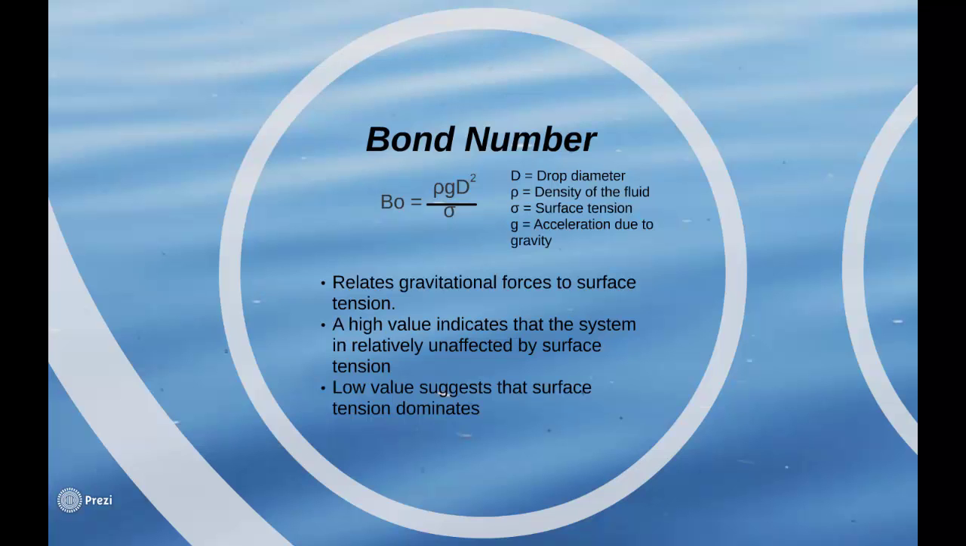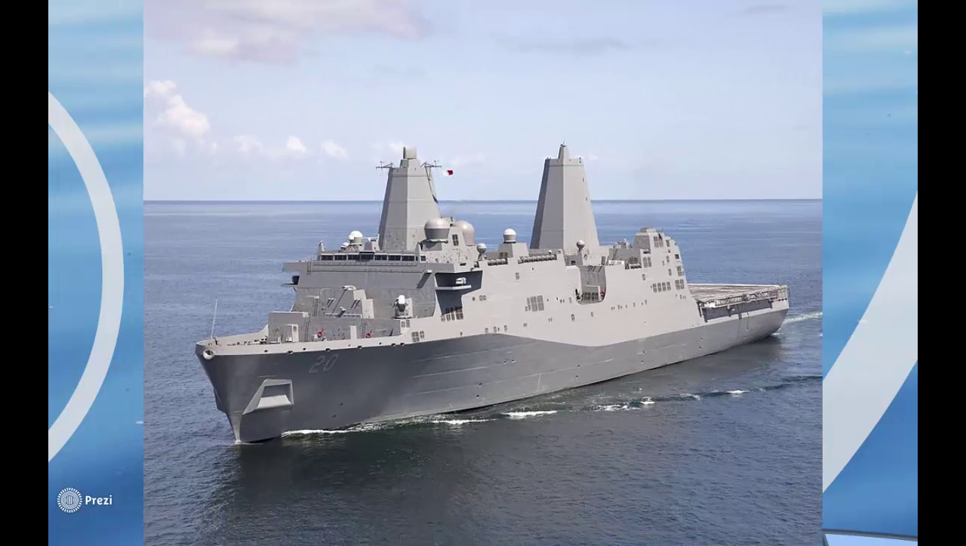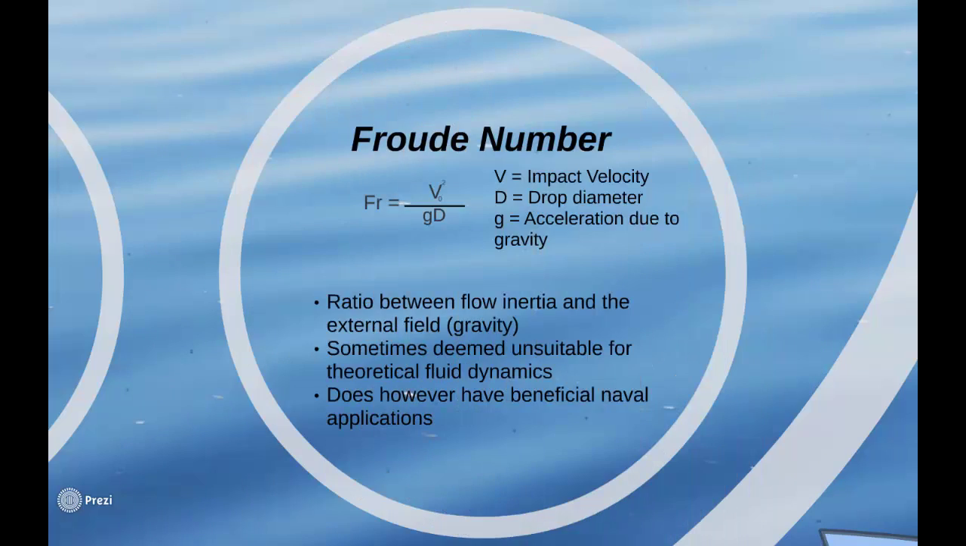The Froude number is defined as the ratio between flow inertia and the external field, which in this case is gravity. It is sometimes deemed unsuitable for theoretical fluid dynamics, but does however have beneficial naval applications, such as determining the resistance of a partially submerged object moving through water.